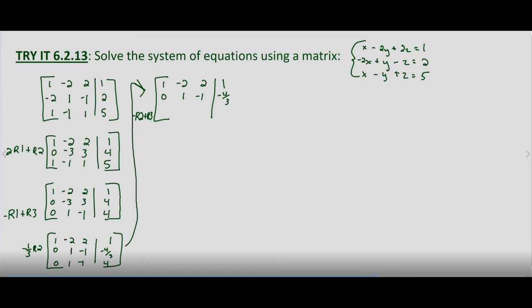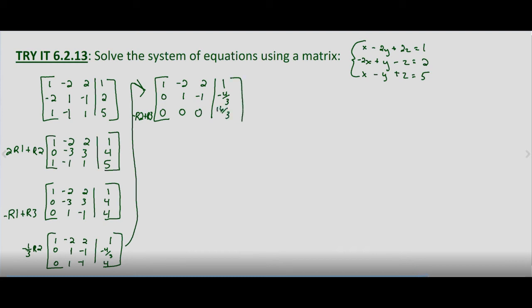So 0 times -1 is 0, plus 0 is 0. -1 plus 1 is 0. And then negative negative 1 would be 1, minus 1 is 0. And then negative 4/3 times negative 1 is 4/3, plus 4. That's 12/3. So 4/3 plus 4 times 3 is 12 over 3. So 4 plus 12 is 16/3.